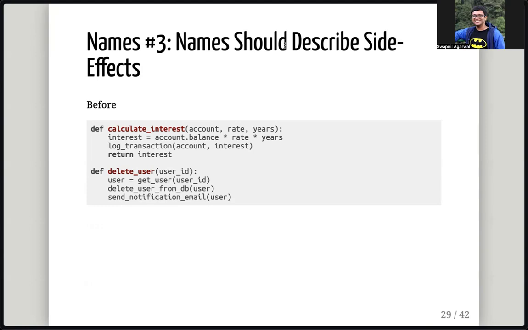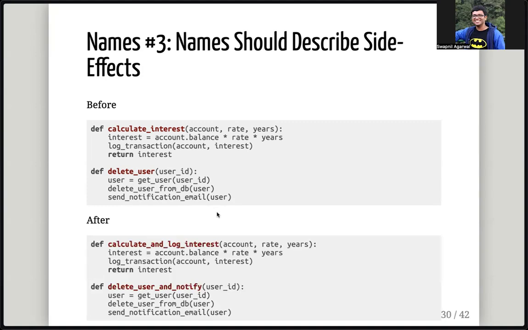The problem there is then your functions become very, very small. So you might want to write slightly longer functions, but in that particular case, you should name that function in a way that it describes that side effect. So in this particular case, instead of calculate interest, the function name becomes calculate and log interest, and the delete user becomes delete user and notify, right? So this at least tells you, okay, this is going to happen. All right.